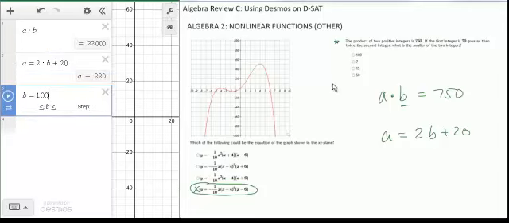If B is 100, what is A times B? 22,000. Is that what I was looking for? No. So I'm going to test the next one, 7. When B is 7, A times B is 238. Is that what I was looking for? No. So I'm going to test 15. Here, A times B is now 750. Is that what I was looking for? Yeah.